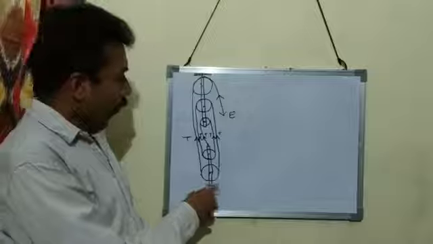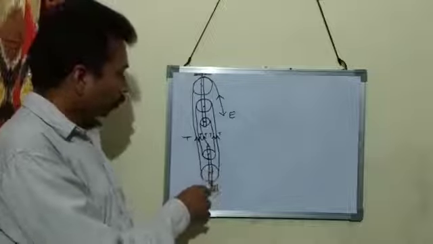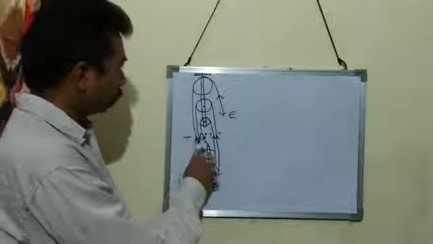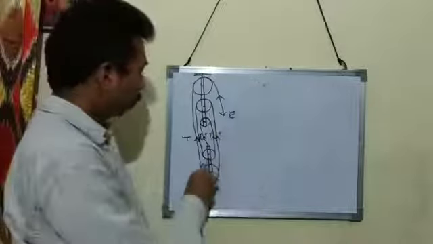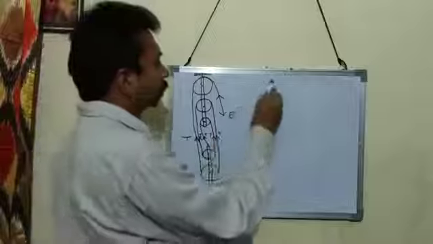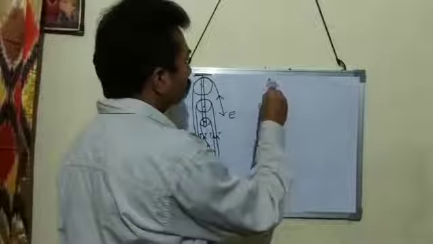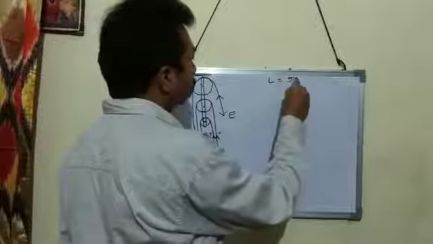So in the balanced position, what is the load? Load is the sum of all these tensions. How many tensions are there? Load is equal to 5 tensions.